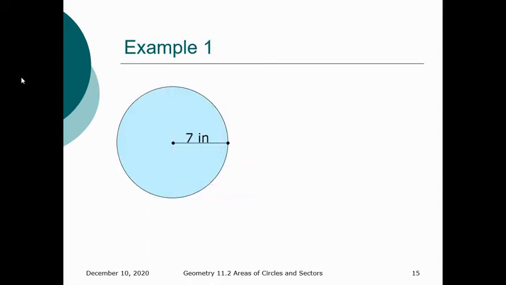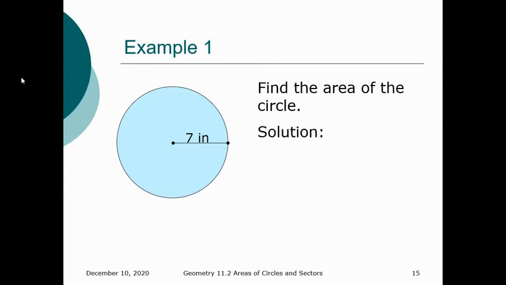Let's take a look at example 1. We're going to find the area of the circle. We know that the radius is 7 inches. All we have to do is plug in the 7, and we get 49 pi inches squared. Or if you plug it into your calculator, you get a decimal of 153.94 inches squared.